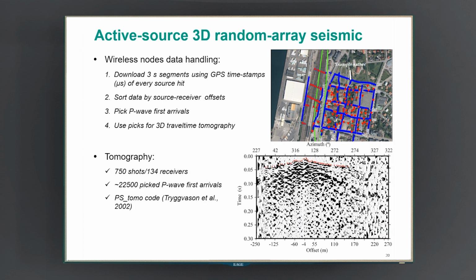Here, we can see an example of the shot gather, and it is very noisy data, and we can see the red dots showing our picks. So compared to the active data that had about 75,000 traces and 75,000 picks, here, the number of picks was about 23,000, and all of them were used for P-wave first arrival tomography in the PS-TOMO code.